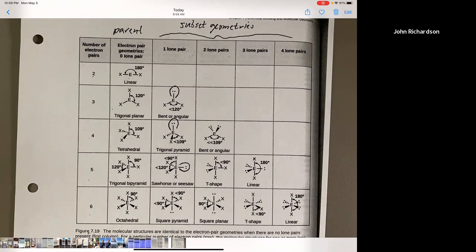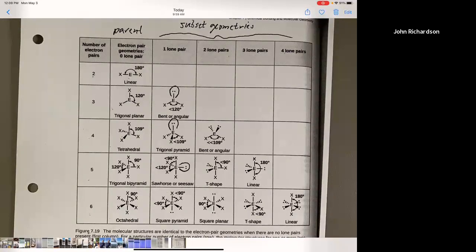So let's go ahead and get started with what we want to talk about today, which is ultimately valence shell electron pair repulsion theory, or VSEPR, which is just a fancy way of defining molecular geometry. Now, it's the concept that we introduced in the video for last night.